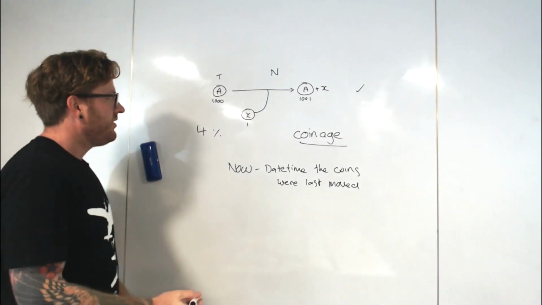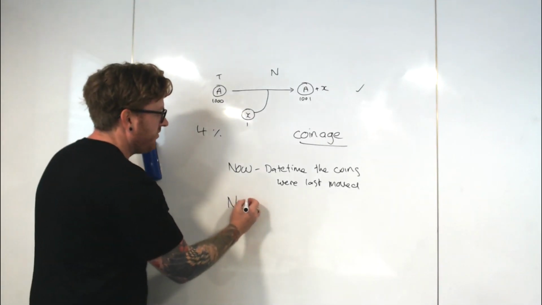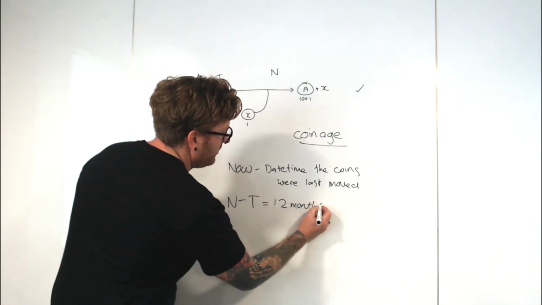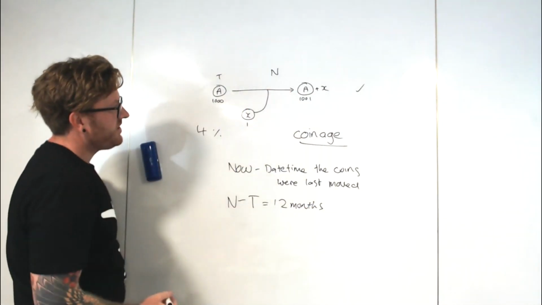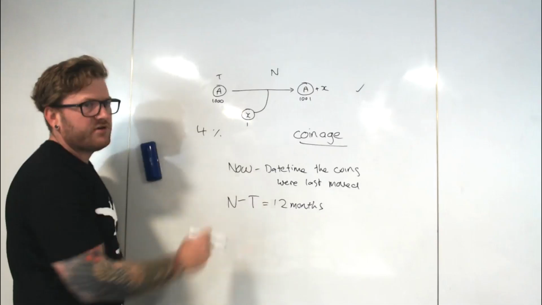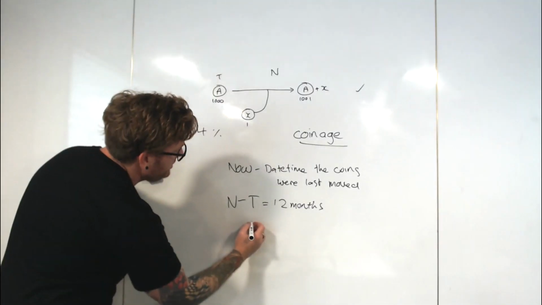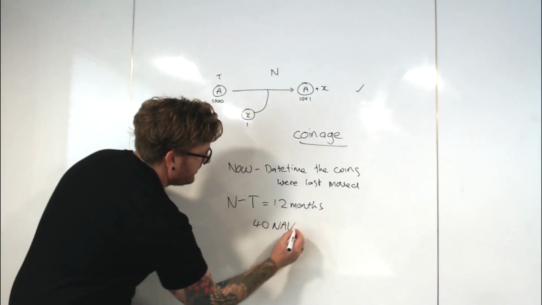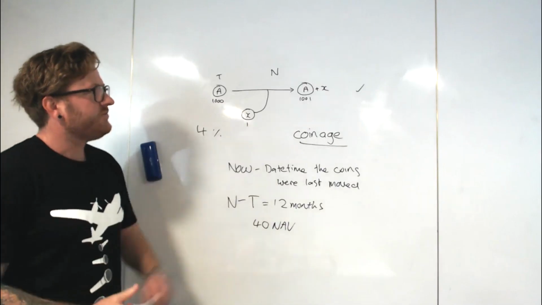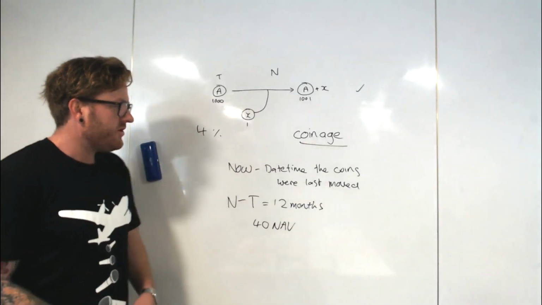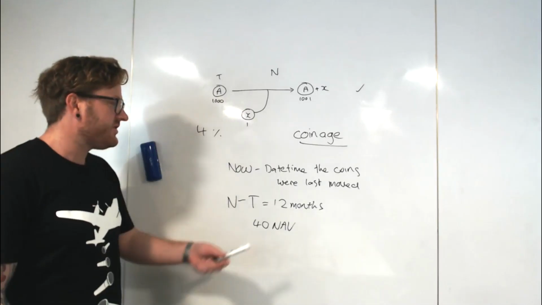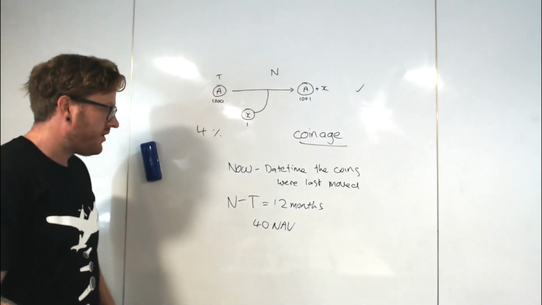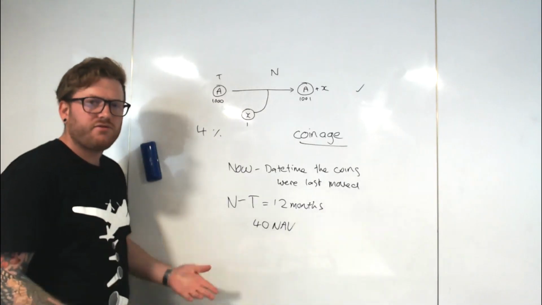So if N minus T was equal to exactly 12 months, then the amount that I can attach here would be 4% of the 1,000, right? So I'd be able to attach, what's that, 40 coins, right? 40 NAV, as X, and I get 1,040. So that's awesome. That's how it's worked out, and it means that if my coins were last used only 1 month ago, I would only get 1/12 of the 40 NAV.